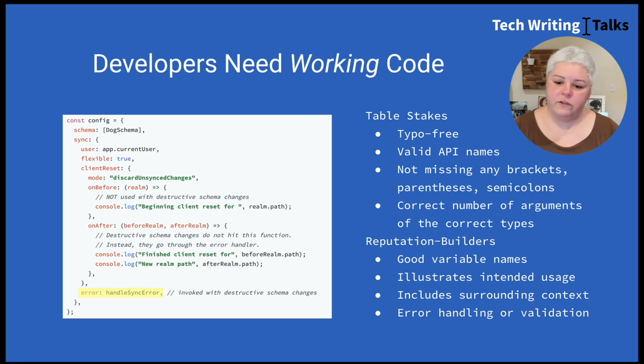The code examples should include some surrounding context. Now, this one particularly can be very subjective. There are some developers who only want to see the API name or method call in the code example with maybe the correct number of arguments and the argument types.